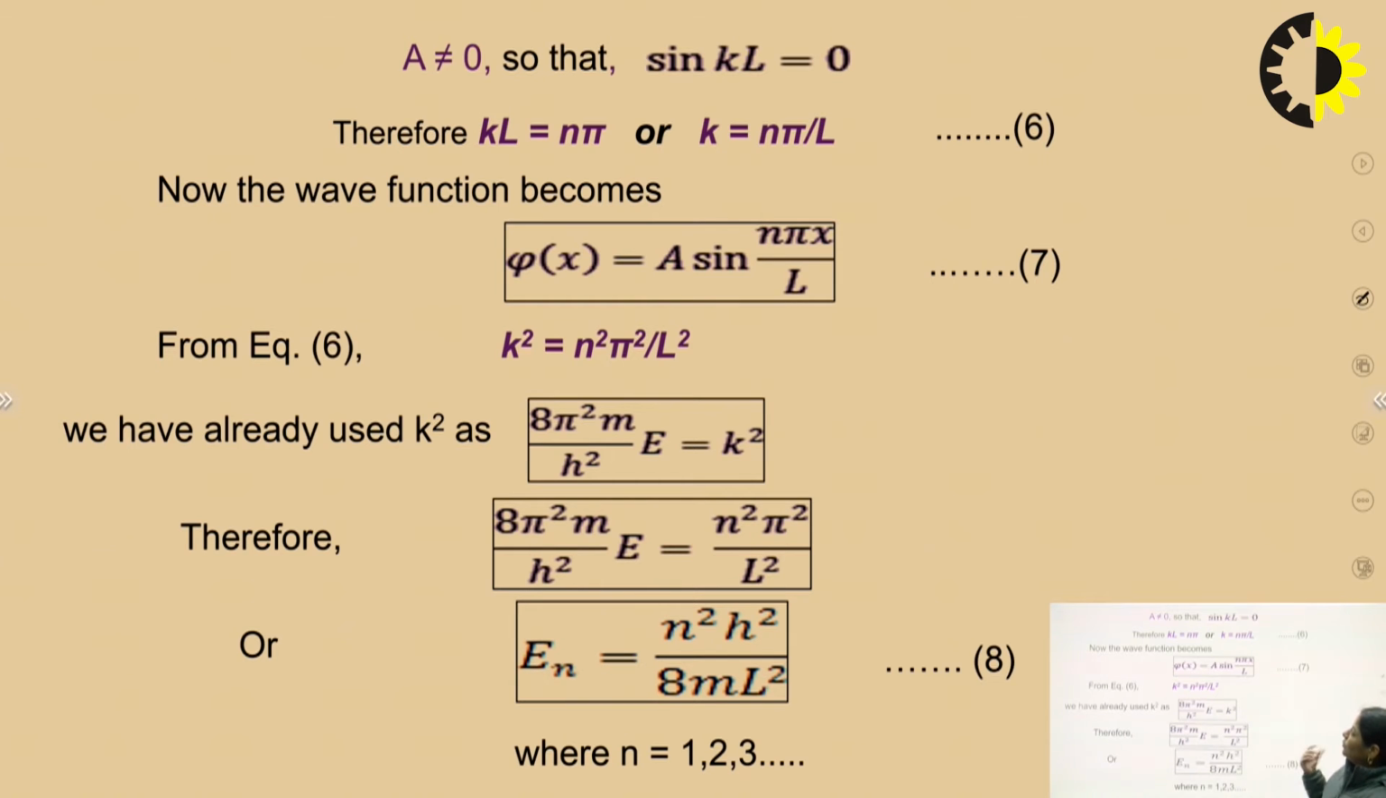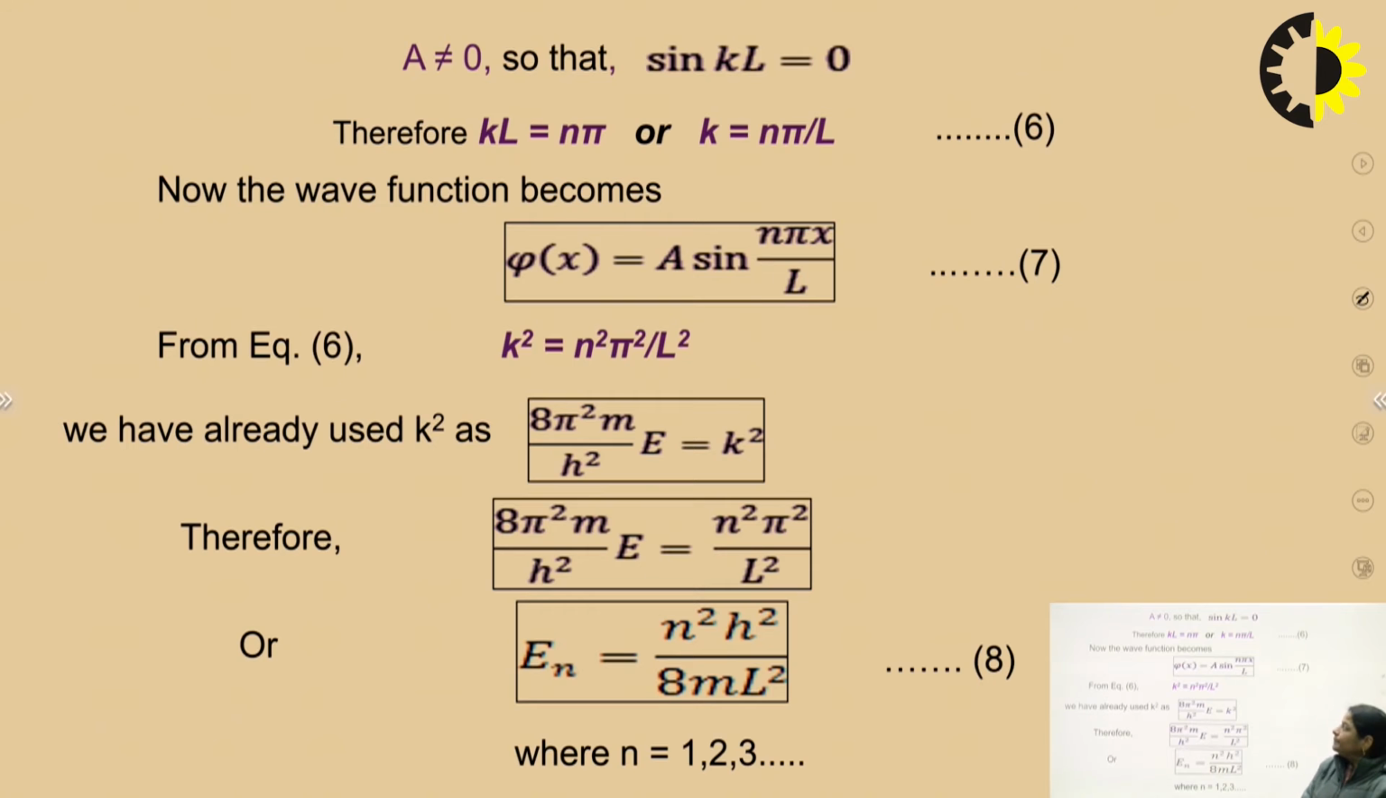Now we first understand what happens to the wave function. We find that the wave function phi is written as A sine, and in place of K we have the value of K now, n pi by L, and we substitute here. So our wave function again becomes somewhat defined properly. So it is A sine n pi by L x.